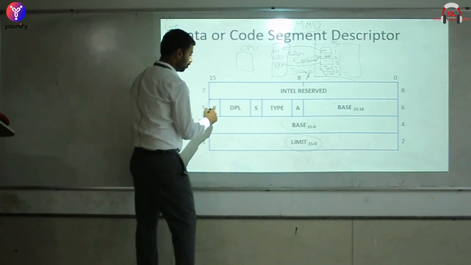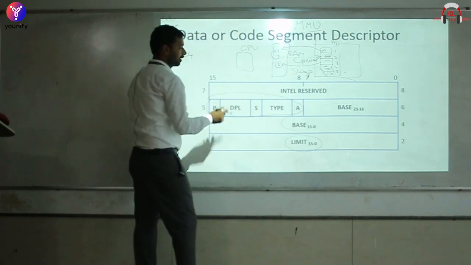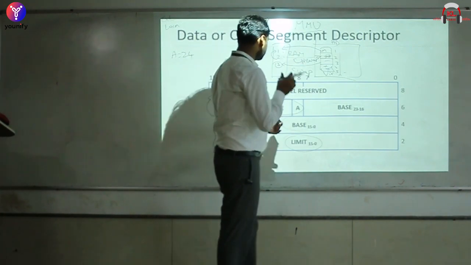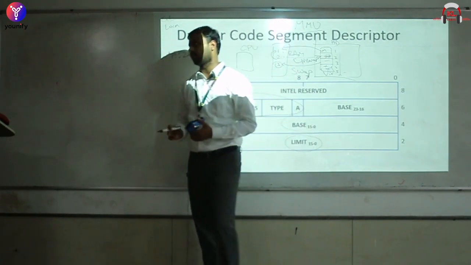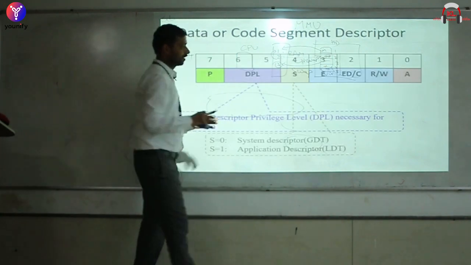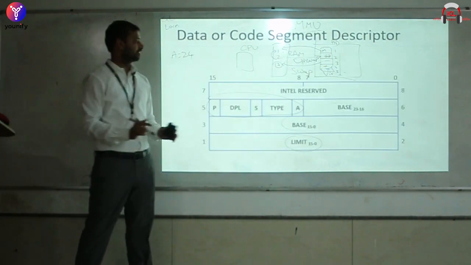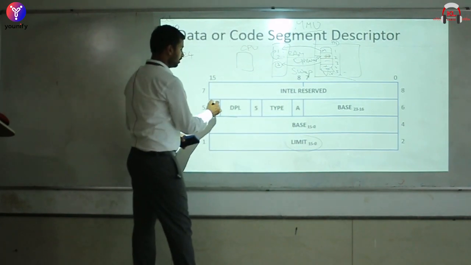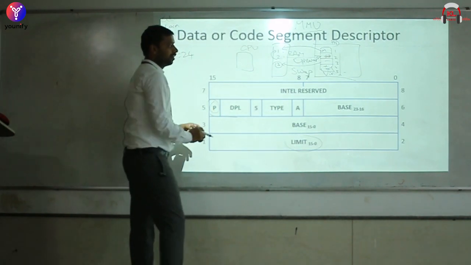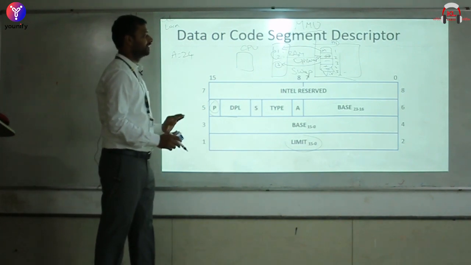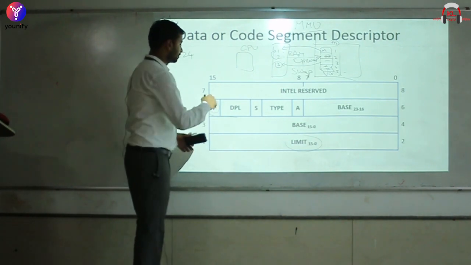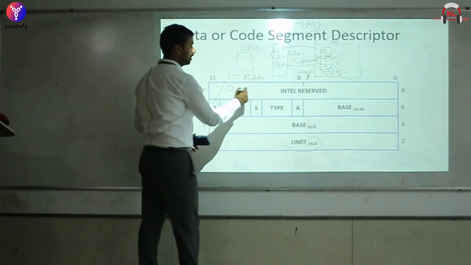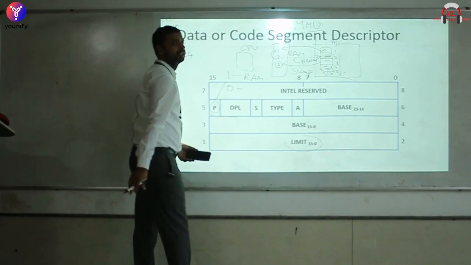And this is the important part of the segment descriptor. And this is where your protection part also comes in. If you look at how this works, I'll explain bit by bit. We'll quickly go through this bit by bit. P will tell whether the segment is present or not. Where is it present? It is 1 if it is present on RAM. If it is 0, it is present on your virtual memory.